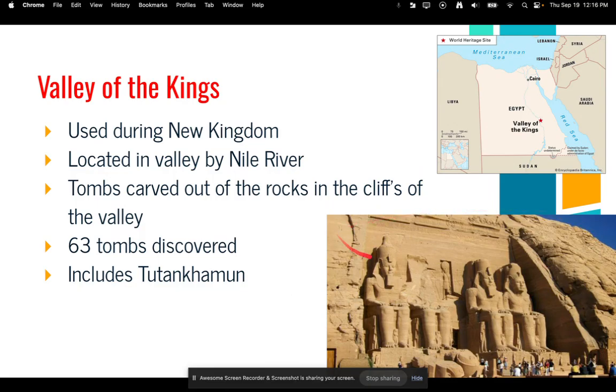For example, right here, you can see a big cliff. This is one of the most famous tombs in the Valley of the Kings. And you can see that there are big monuments and statues carved out from the rock. So far, there are 63 tombs discovered in the Valley of the Kings. And this includes one of the most famous, Tutankhamun, or King Tut. We will talk about him in just a few minutes.